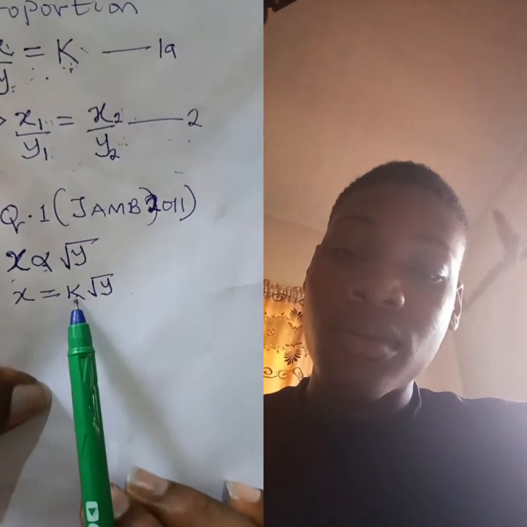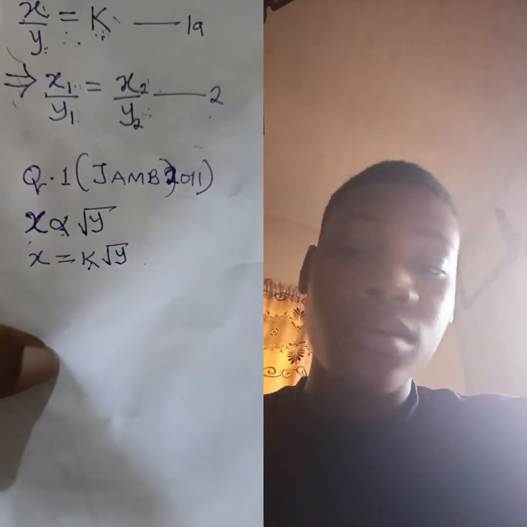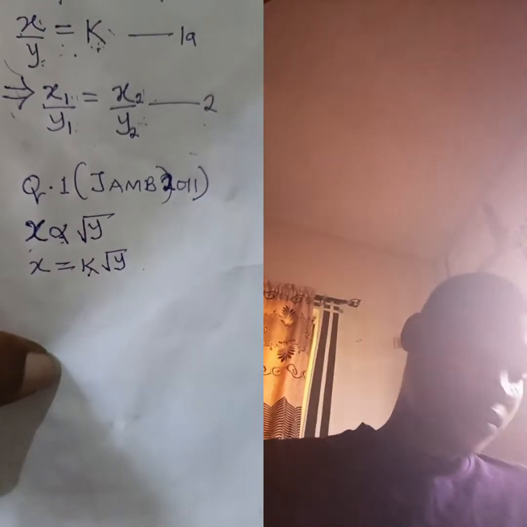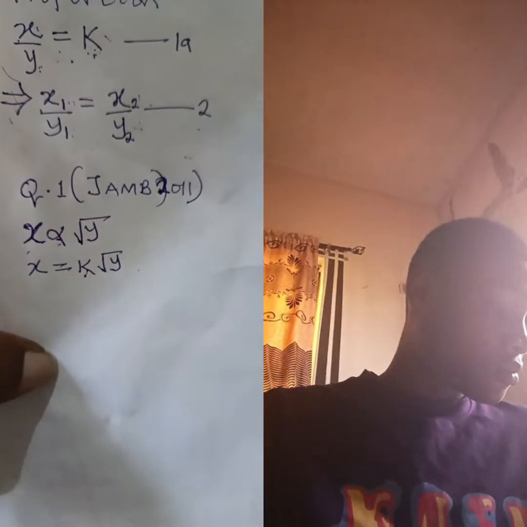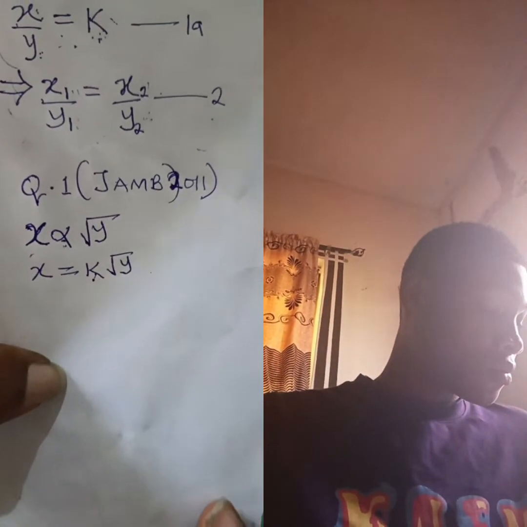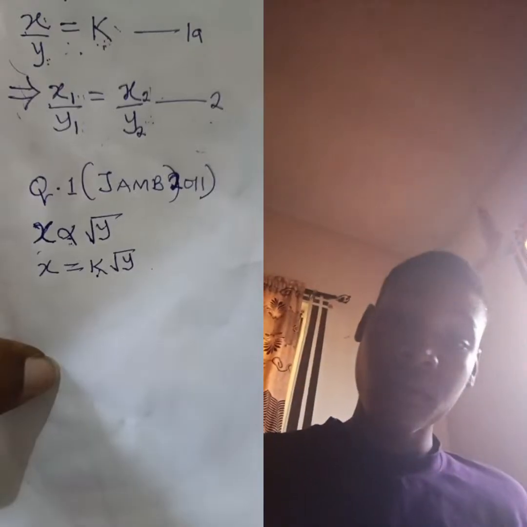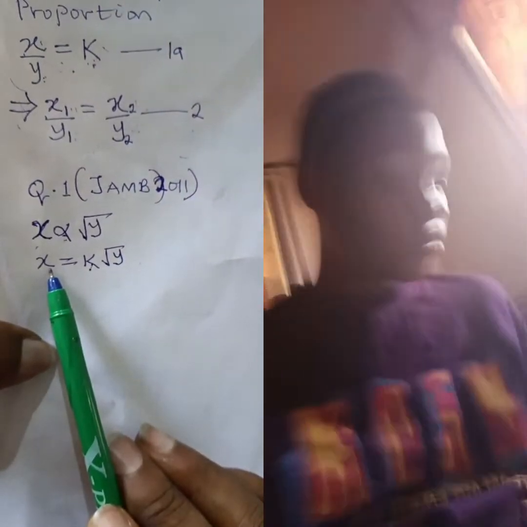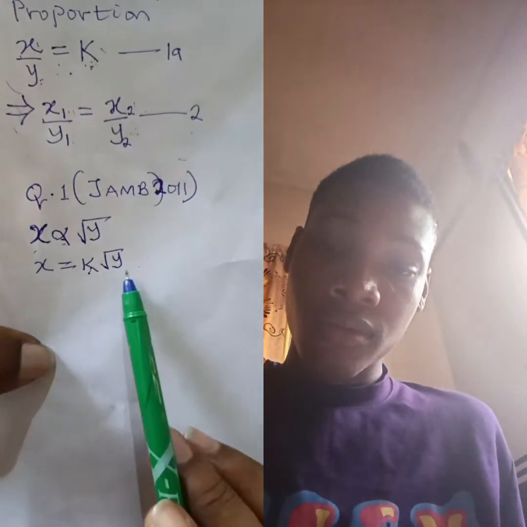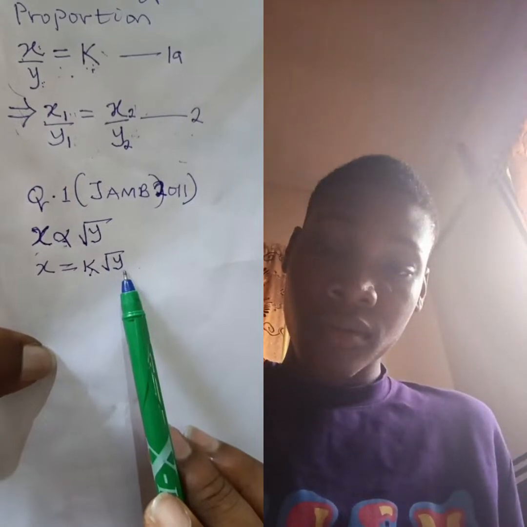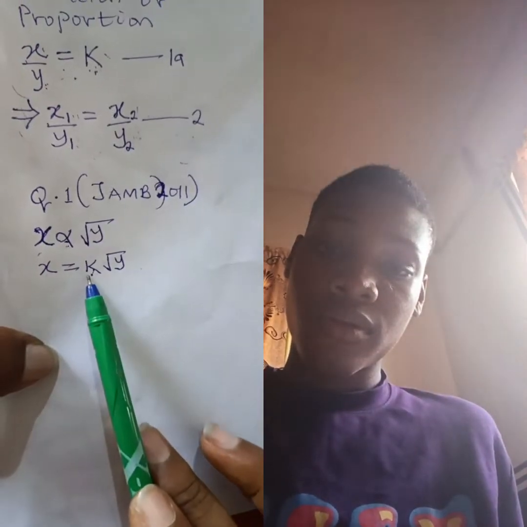So let us find the value of this k. To calculate it, you have to go back to your question. You are told from the question that x equal to 81 when y equal to 9. True or false? True. They gave us the value of x and the value of y, so we'll use them. These are the initial values. We'll use that value of x and value of y to calculate k.